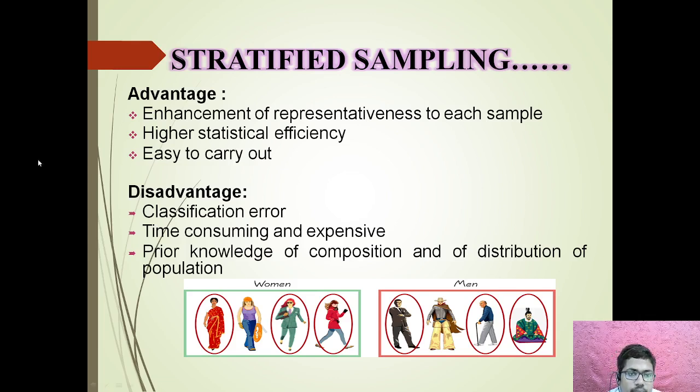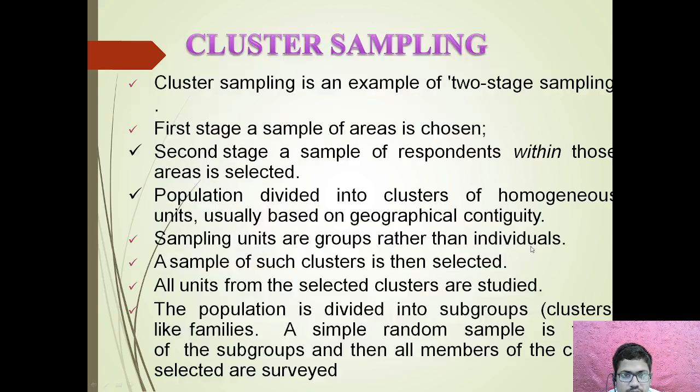Stratified sampling: the advantages are enhanced representativeness of each sample, highest statistical efficiency, and it is also easy to carry out. But the disadvantages are classification error, it is time consuming and expensive, and it requires prior knowledge of the composition and distribution of the population. See how women have been selected, and how men have been stratified and selected.